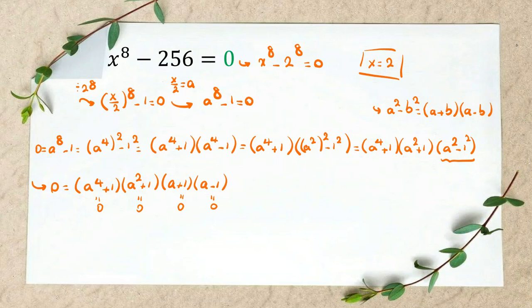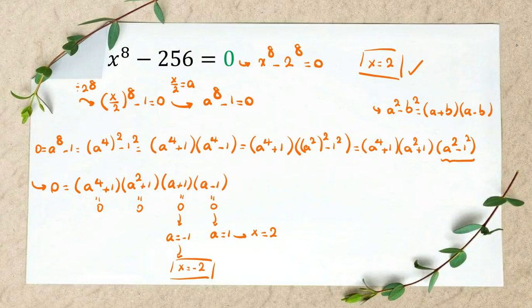Now, either this part is 0, or this one is 0, or this one is 0, or this one is 0. If this one is 0, a is 1. A is x over 2, so x over 2 is 1, so x is 2 times a, which is 2. One answer that we found here. Then a equal to negative 1, so x equal to negative 2. Second answer. Then a squared plus 1 equal to 0.